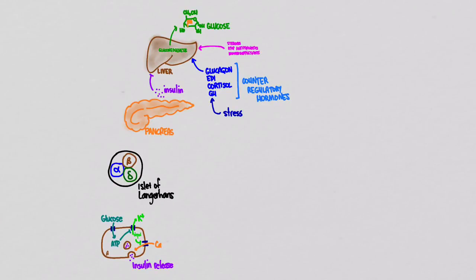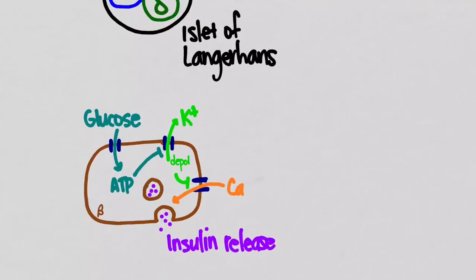And here I have a picture of the liver, and the liver is where gluconeogenesis happens, and glucose is released, and that is inhibited by insulin, which is released from the pancreas and the islets of Langerhans. It's the beta cells in there that are the ones that create the insulin. So let's take a look at that.